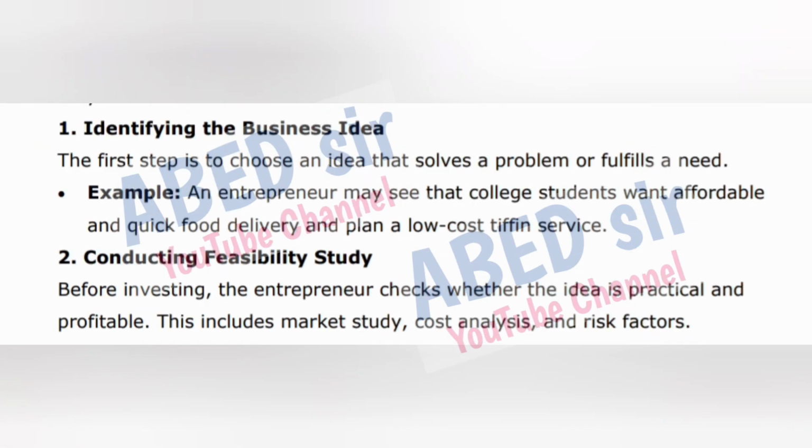1. Identifying the business idea. The first step is to choose an idea that solves a problem or fulfills a need. Example, an entrepreneur may see that college students want affordable and quick food delivery and plan a low-cost tiffin service. 2. Conducting a feasibility study. Before investing, the entrepreneur checks whether the idea is practical and profitable. This includes market study, cost analysis, and risk factors.